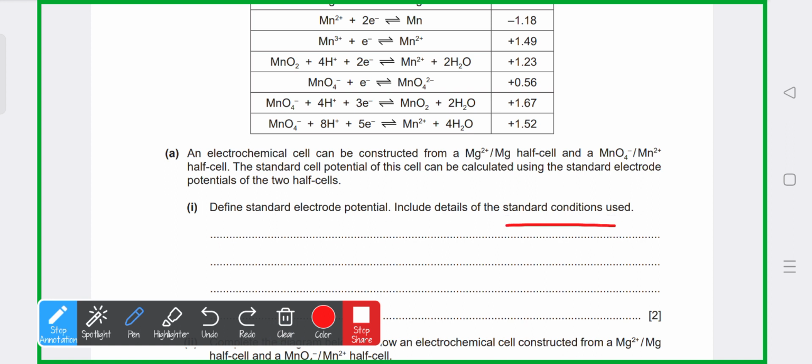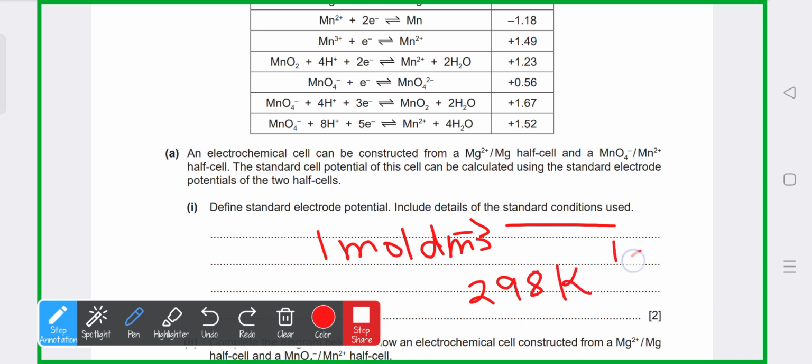So standard conditions would be 1 mole per decimeter cube, 298 Kelvin, and 1 atmospheric pressure. These are the standard conditions.